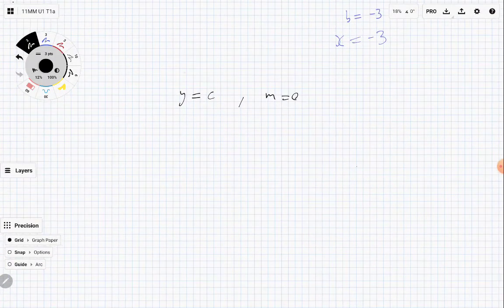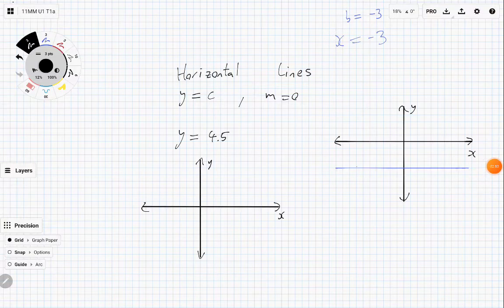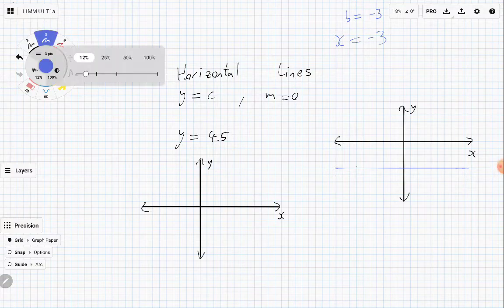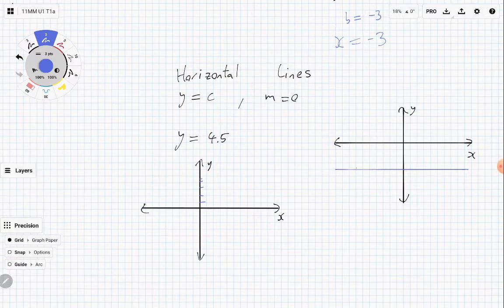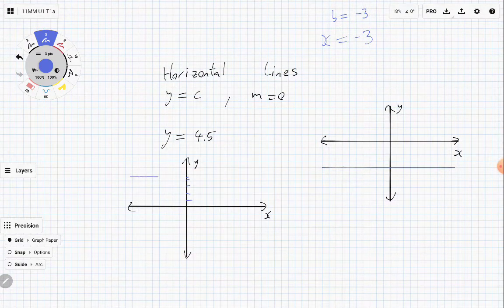So if we want to sketch this first one, we can see that y is equal to 4.5. And in this particular case, we can just go along the y-axis 1, 2, 3, 4.5 and draw a nice horizontal line going through there. And that would be y equal to 4.5. That's how you'd sketch it.